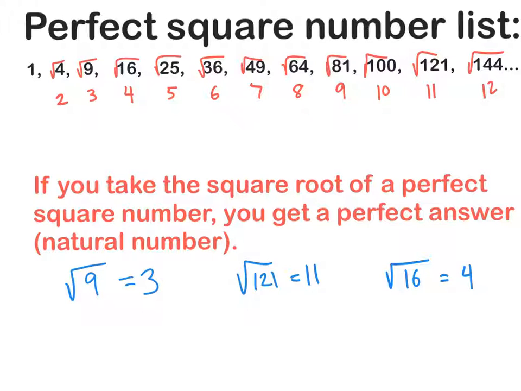What if I say, what's the square root of 48? That is not a perfect square. That's not a perfect answer. The square root of 48 is not a perfect answer. It's actually an irrational number. Now, we know about irrational numbers. They're long, crazy decimals that don't make sense.